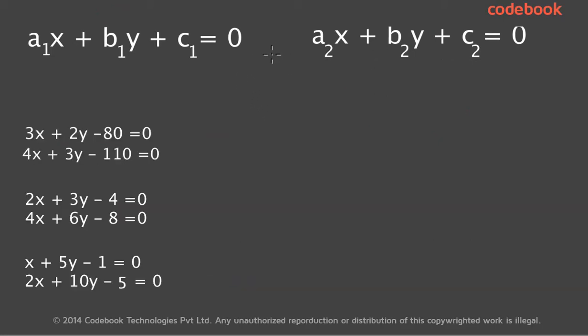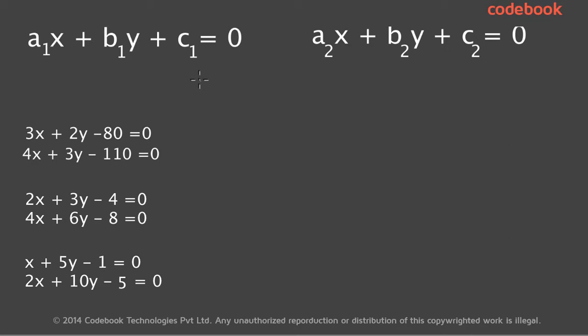So now let's try to find the relationships between these two lines, that is whether they are parallel lines, intersecting lines or coinciding lines, by looking at the coefficients of these two equations. So let's start by looking at some examples. We have 3x plus 2y minus 80 equal to 0 and 4x plus 3y minus 110 equal to 0.